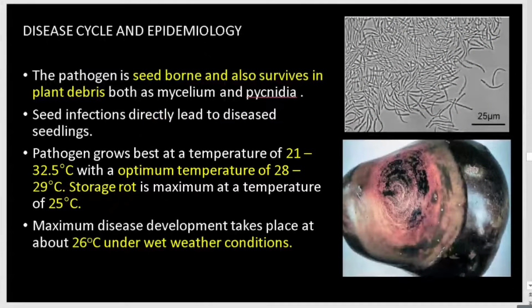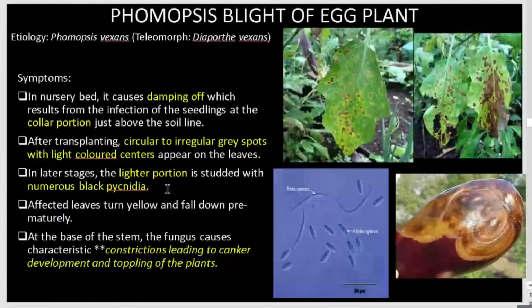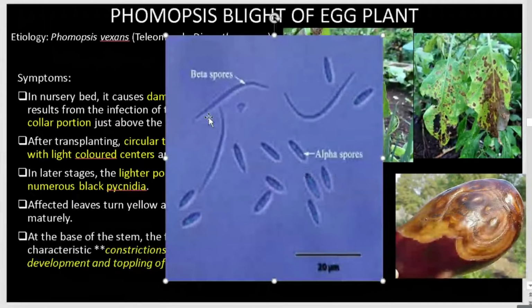I was talking about the conidia. This pathogen produces two kinds of conidia. One is known as alpha conidia, and another is known as beta conidia. Beta conidia are filiform, just like a needle. They are slightly curved. They are also septate, but you won't be able to see the septa in this photograph. Beta conidia are always formed at lower temperature conditions, that is at 10 to 16 degrees Celsius.